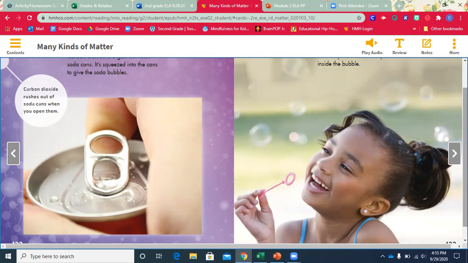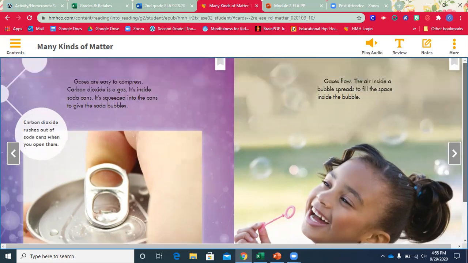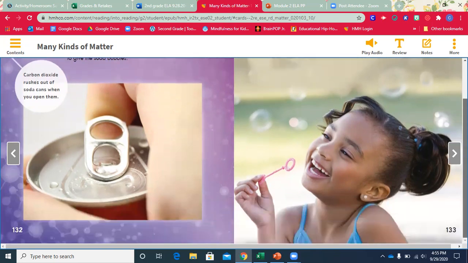The text tells me that gas is easy to compress. It's easy to squeeze into a tight space. You can fit a lot of carbon dioxide into a soda can because you can compress the gas. So that must mean when you open the can, the carbon dioxide rushes out because you have compressed a lot of it into a tight space. And then when you open it, it has to go somewhere. Gases flow. The air inside a bubble spreads to fill the space inside the bubble.